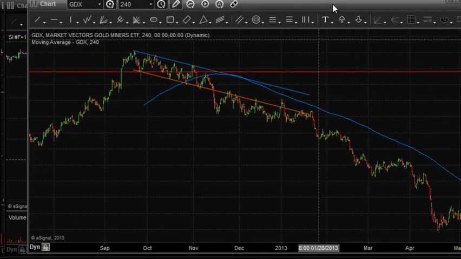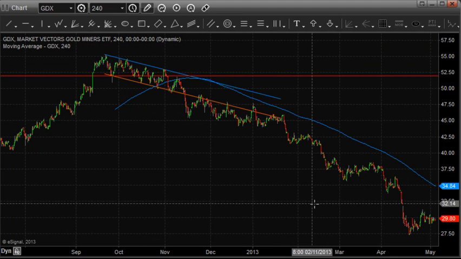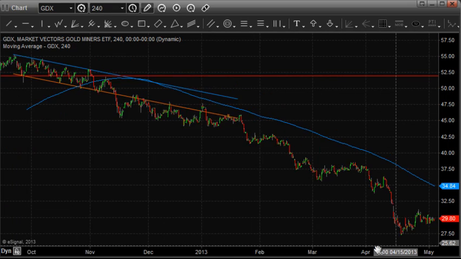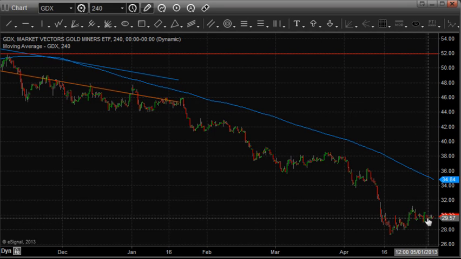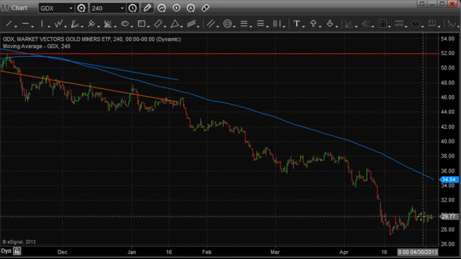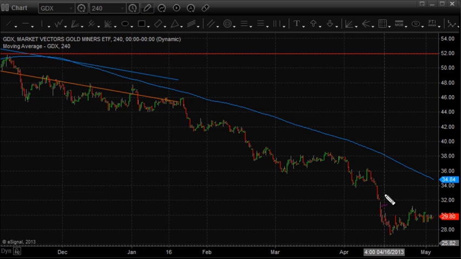Looking at gold miners, they were kind of mixed. GDX was more or less flat on the session. Gold miner juniors were down a little bit. Just nothing significant. Trend is still down. It's still consolidating here, forming a bear flag, possibly a little bull flag on a short-term basis, but overall the trend here remains down and is forming a bear flag that technically points to lower prices.